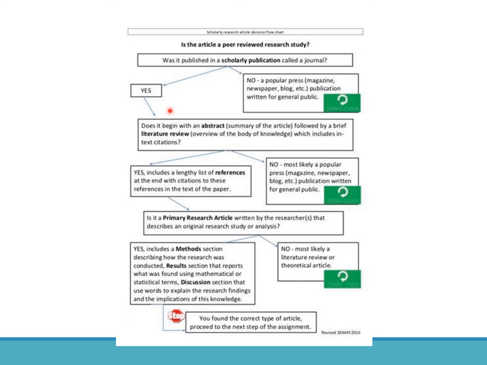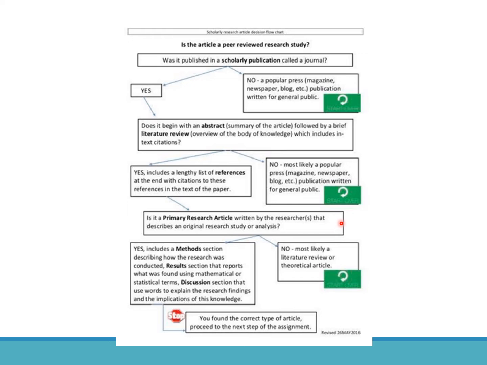Does it begin with an abstract, a summary of the article? Does it have a literature review, which summarizes the previous literature on the topic? If not, then you're probably looking at a popular article written for the general public. If yes, and if it includes a list of references, then you're probably on the right track. So you probably have at least a peer-reviewed article.